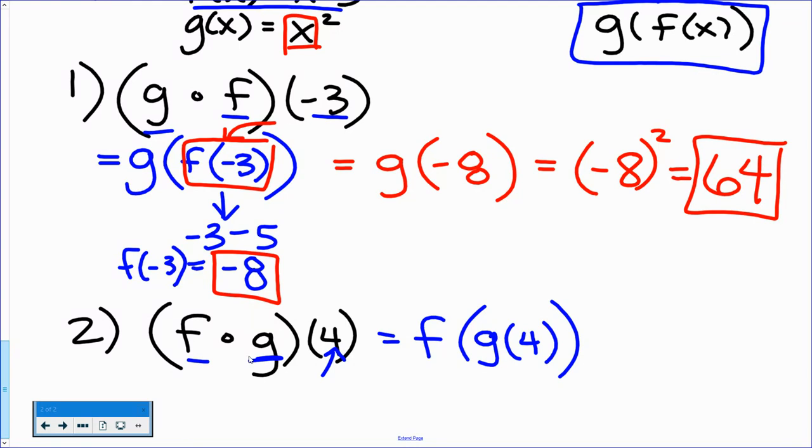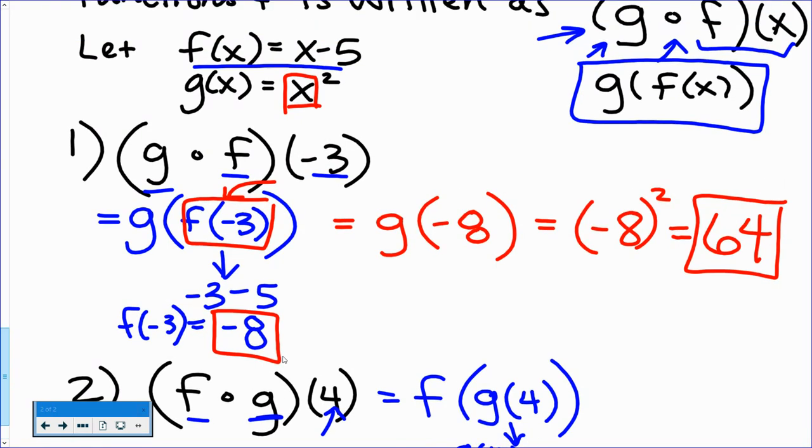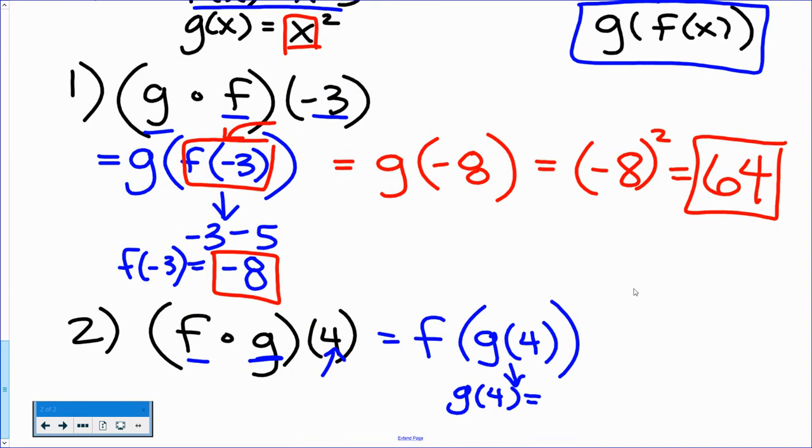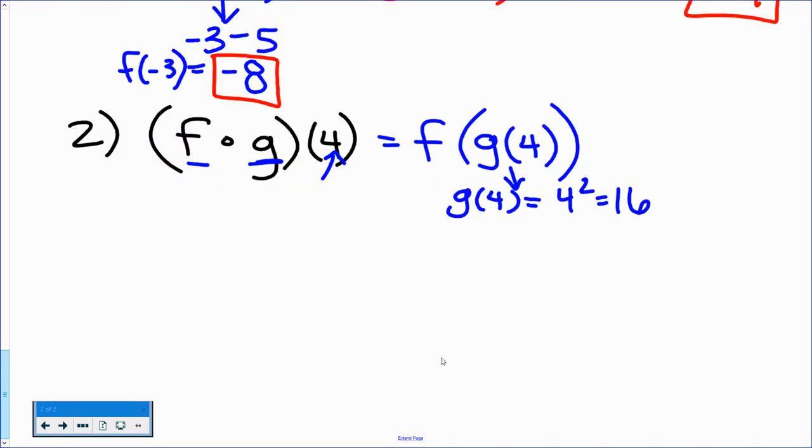So I'm first going to figure out what is g of 4. Well, I need to look at my function for g, which is I need to take 4 and square it. So 4 squared would be 16. Since g of 4 is 16, I'm going to replace g of 4 with the value 16.